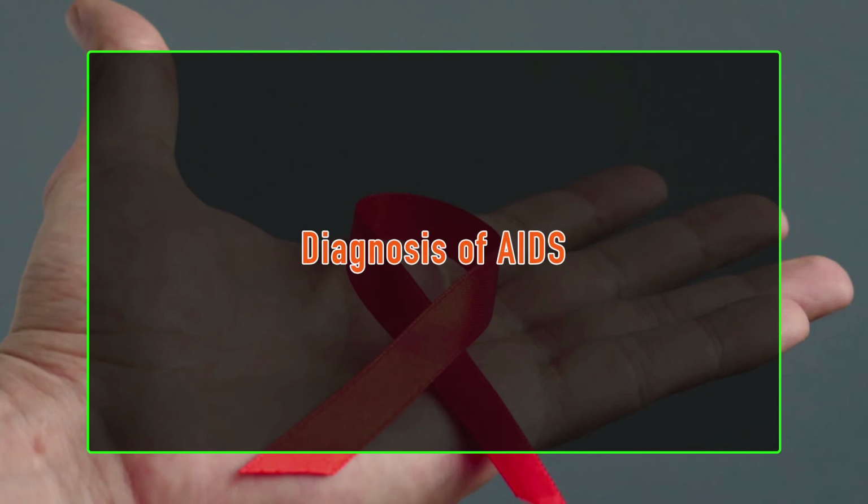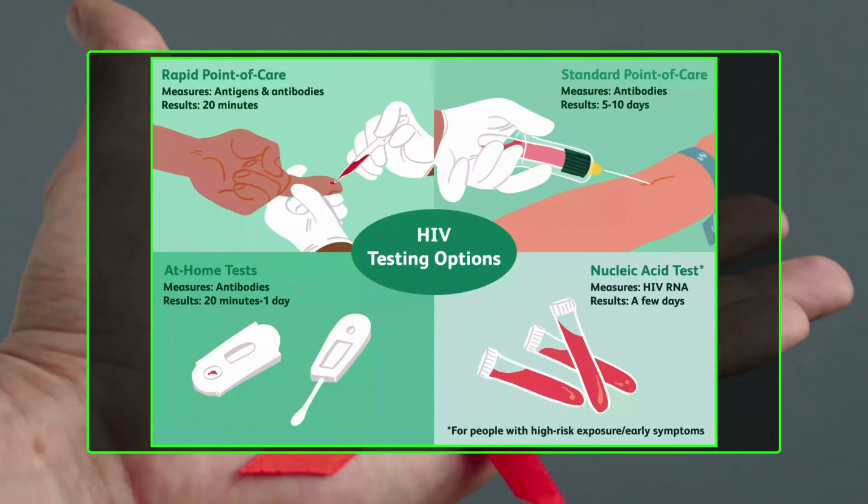Now we come to the diagnosis of AIDS. HIV is most commonly diagnosed by testing the blood or saliva for antibodies to the virus. Unfortunately, it takes time for the body to develop these antibodies, usually up to 12 weeks.